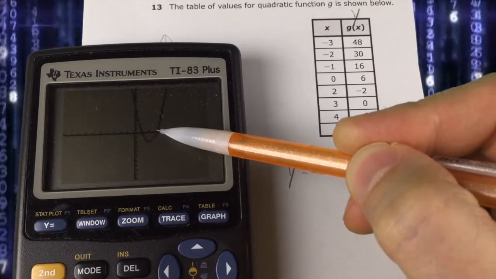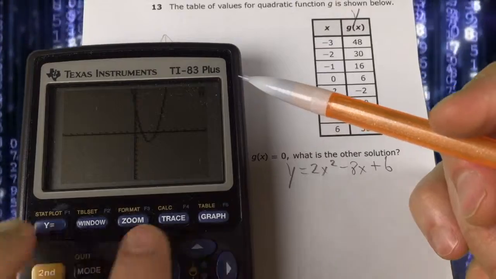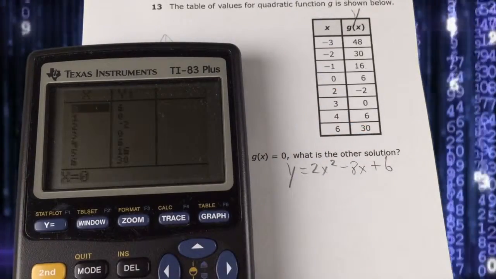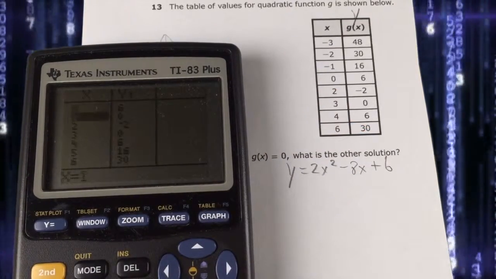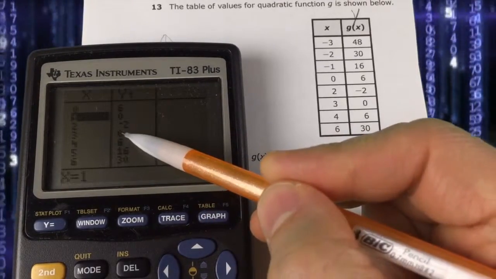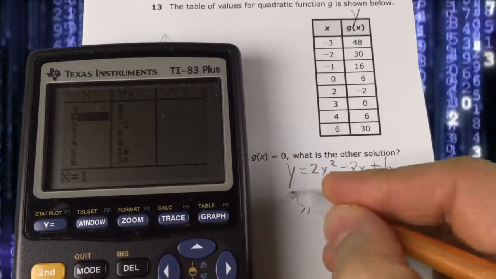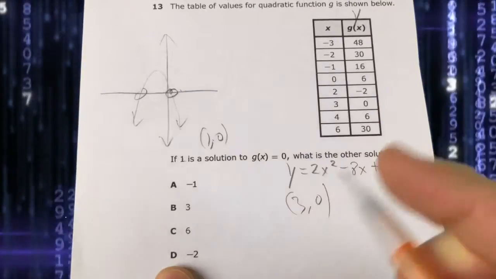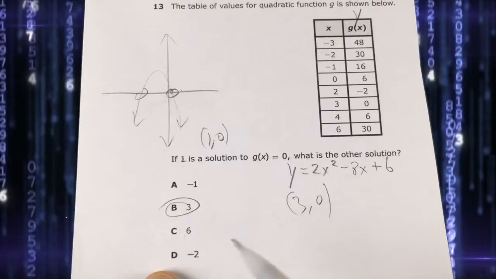It looks like (3, 0). But you don't really want to eyeball it. You want to go ahead and go into the table where you can see in detail what's going on. Here's my (1, 0) that they gave me, and there's my (3, 0). That's the new solution. Okay, now the answer choices are only the x values, and there it is, choice B.